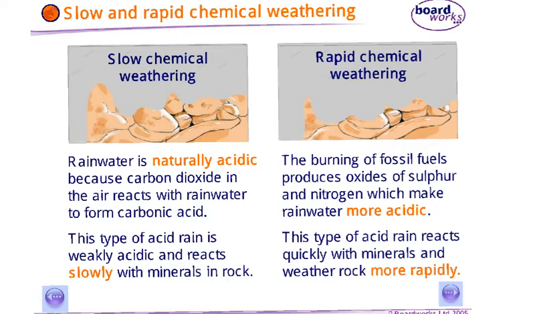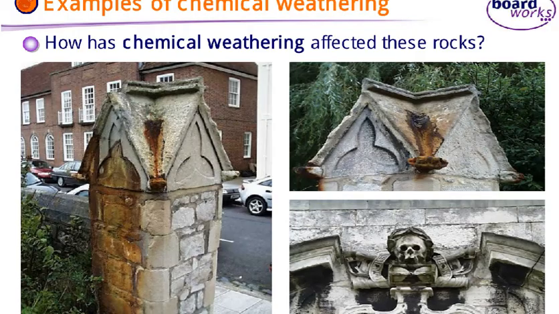On the other hand, rapid chemical weathering occurs by the burning of fossil fuels, producing oxides of sulfur and nitrogen, which make rainwater more acidic. This type of acid reacts quickly with minerals and weathers rock more rapidly. Here are some examples of chemical weathering.